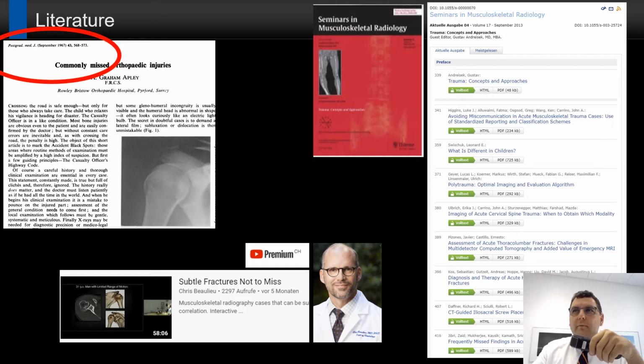There are also some modern publications, such as here in Seminars in Musculoskeletal Radiology, published a few years ago. I myself was editor of that special edition, and you can see we covered a lot of topics regarding these things. There are also online tutorials available, such as from Chris Beaulieu, a very distinct and very good radiologist, whom I know personally. I can also recommend his lecture about subtle fractures which are not to be missed.